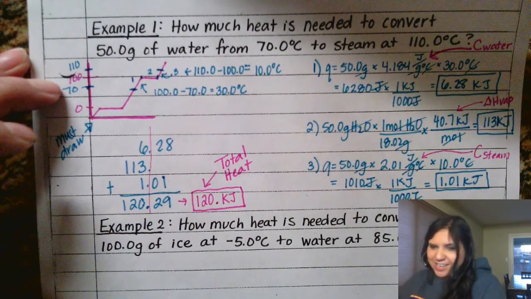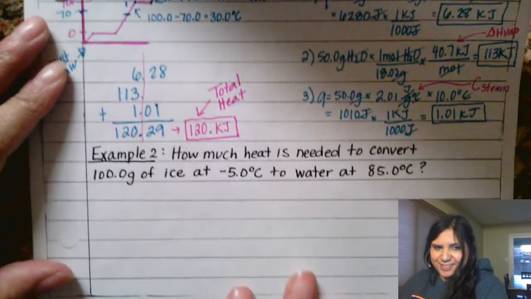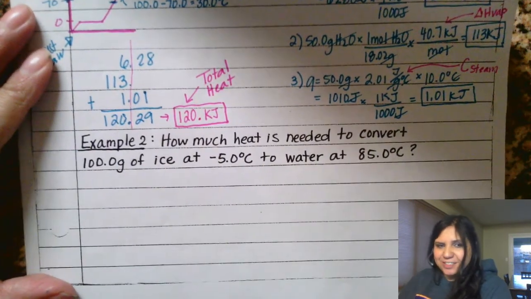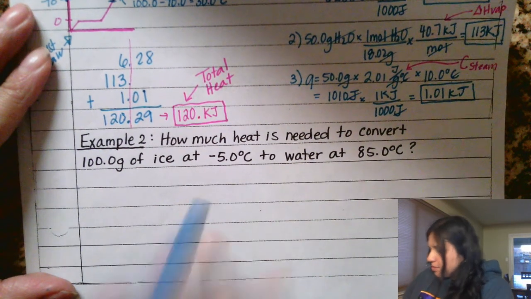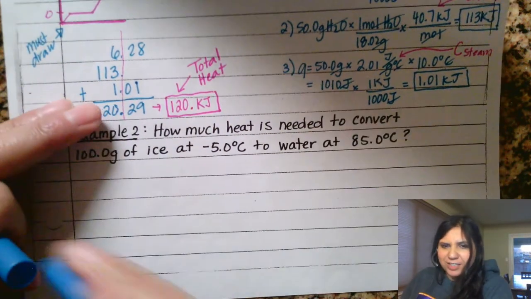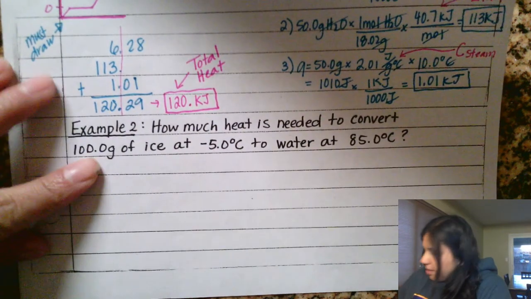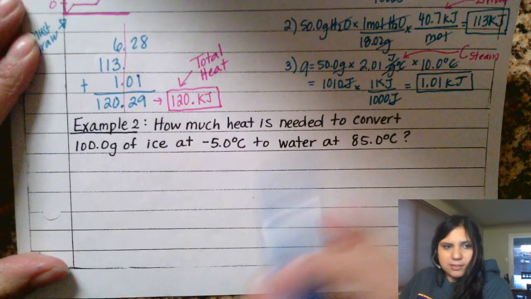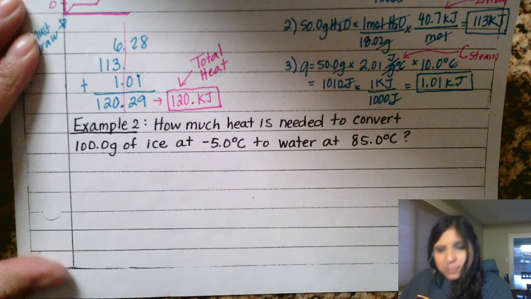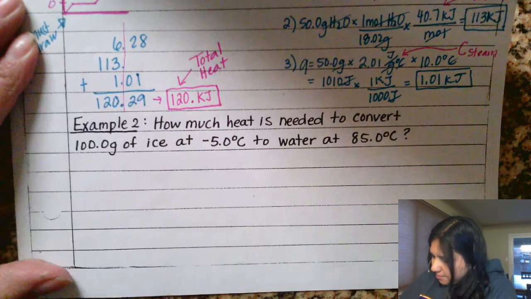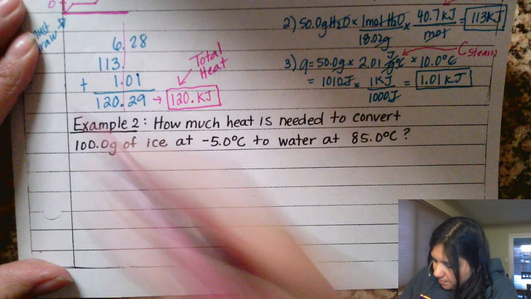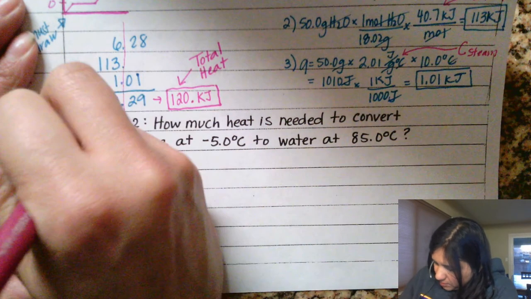All right, so there's example 1. I do want to try another. Here we go. How much heat is needed to convert 100 grams of ice? We're just going to go through the steps and not necessarily do the calculation. So it says we've got 100 grams of ice at -50 to water at 85. So again, I'm going to draw my little mini graph.